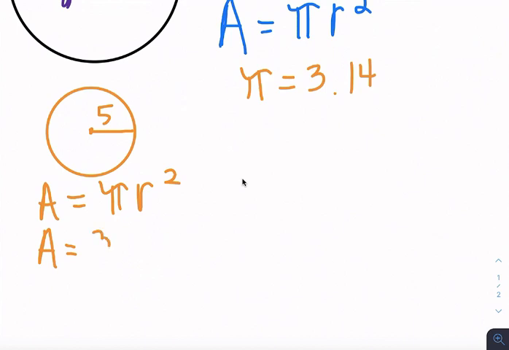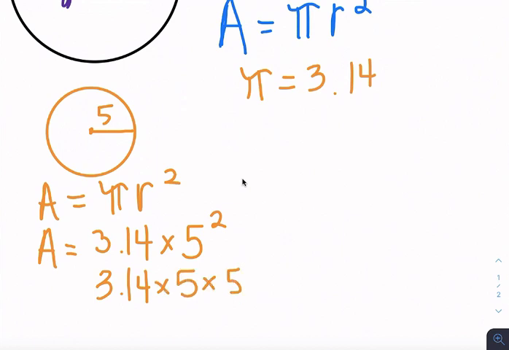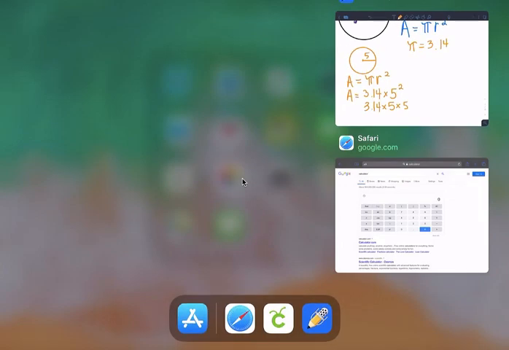So when we type this into our calculator, we are going to do this. Instead of pi, we are going to do 3.14. Then we are going to multiply it by the radius, which is 5, and it's the radius squared, so 5 squared. You could type it in as 3.14 times 5 times 5, because 5 squared is the same as 5 times 5.